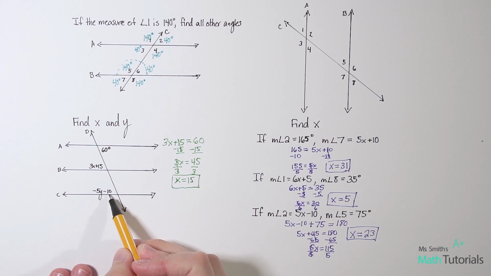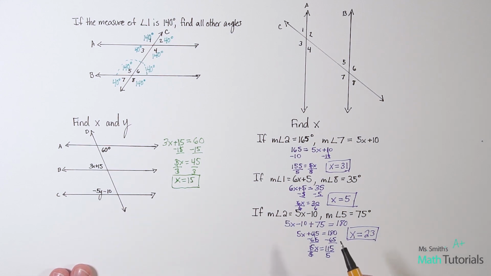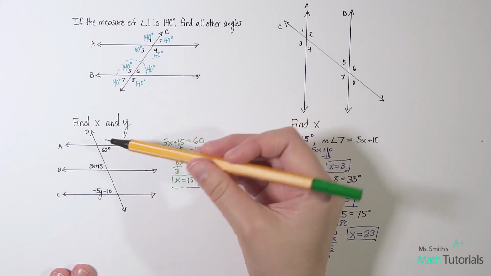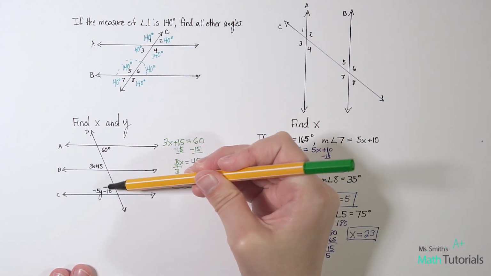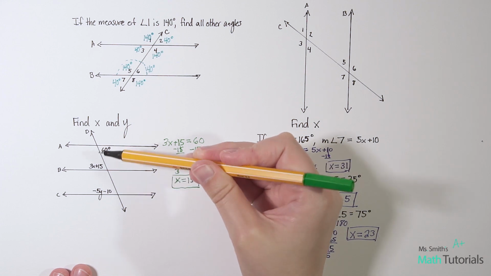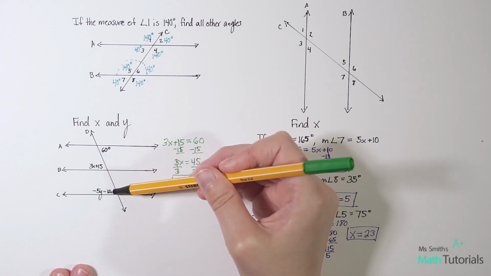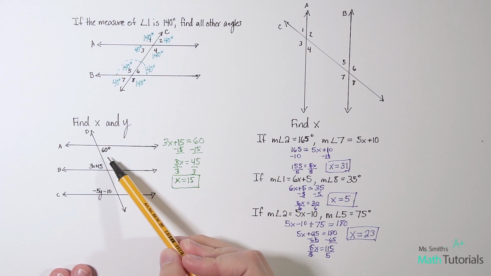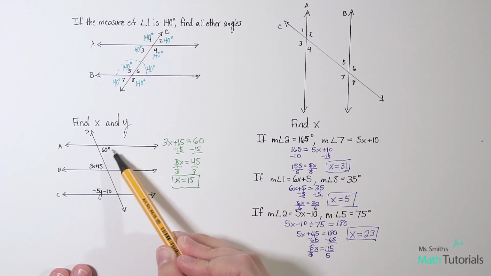And now I can focus on the y. I found x, now let's find y. So I could go about this 2 different ways. I could either take my knowledge of this angle and apply it to this angle, or take my knowledge of this angle and apply it to this angle. I'm going to go with the 60 just because I think it's easier, less solving involved. It's already a whole number.